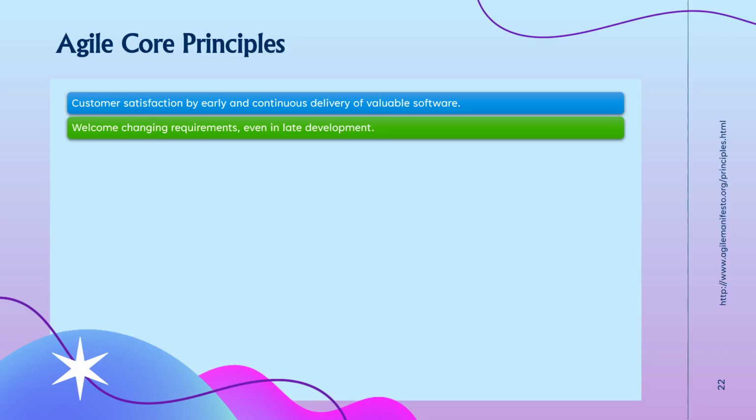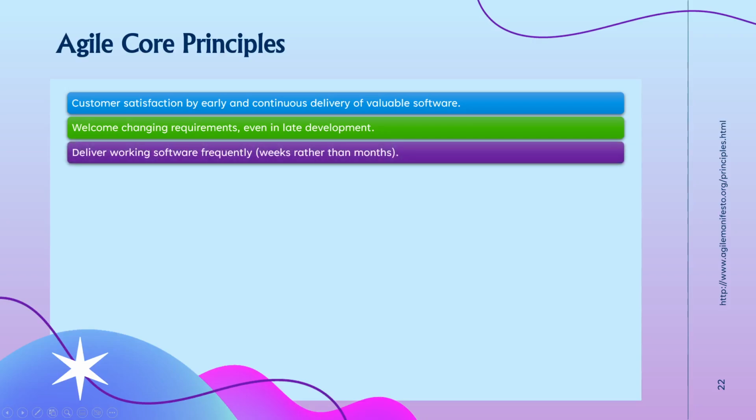Welcome changing requirements, even in late development. Even as you get later and later into development, and you feel like the project is almost complete, you should always welcome new requirements, because you can just easily get that into the workflow, right? Deliver working software frequently, weeks rather than months. Because of the way Waterfall is structured, it takes months, years to plan out and develop software. Even if you try to speed up the Waterfall process to just take months, it still takes months. Agile is based on an idea of developing around the timeline of weeks.